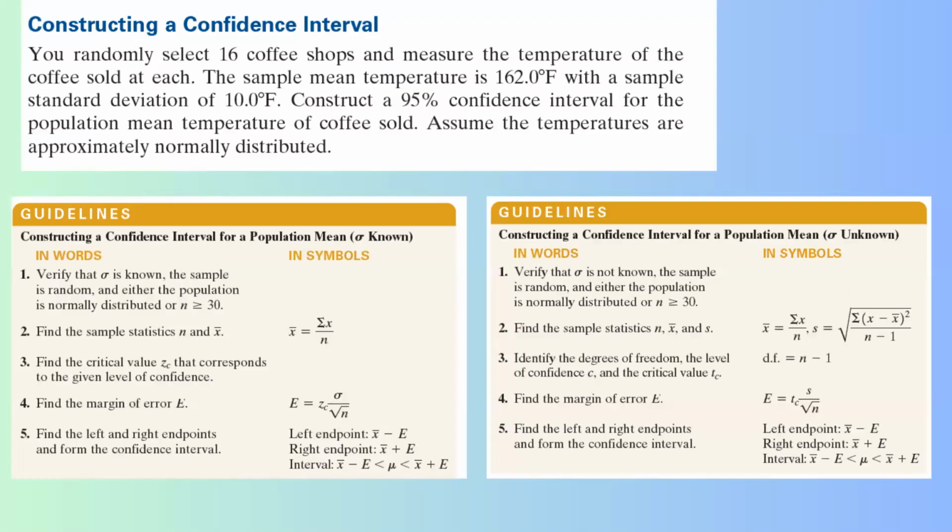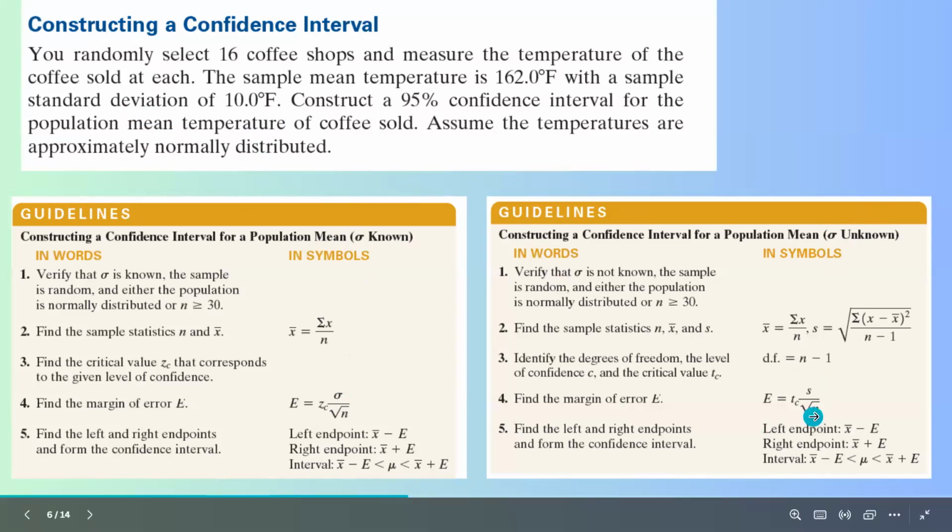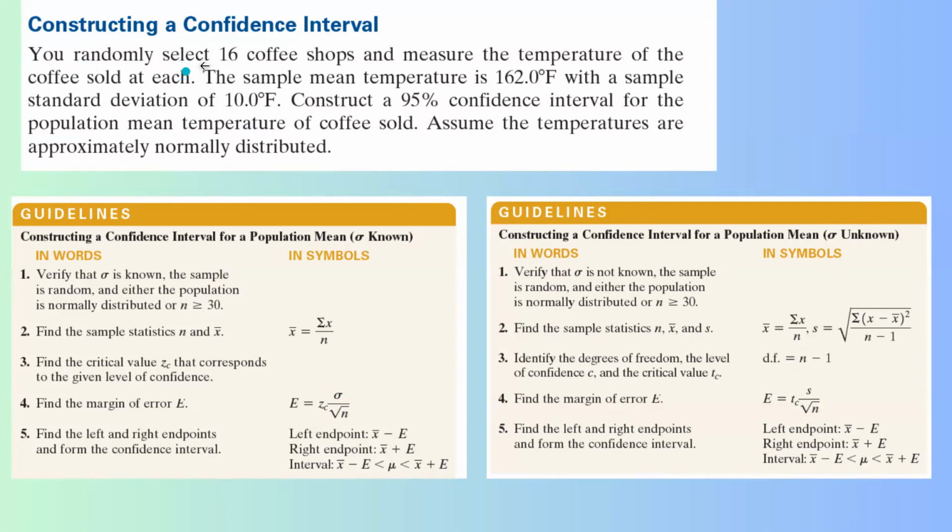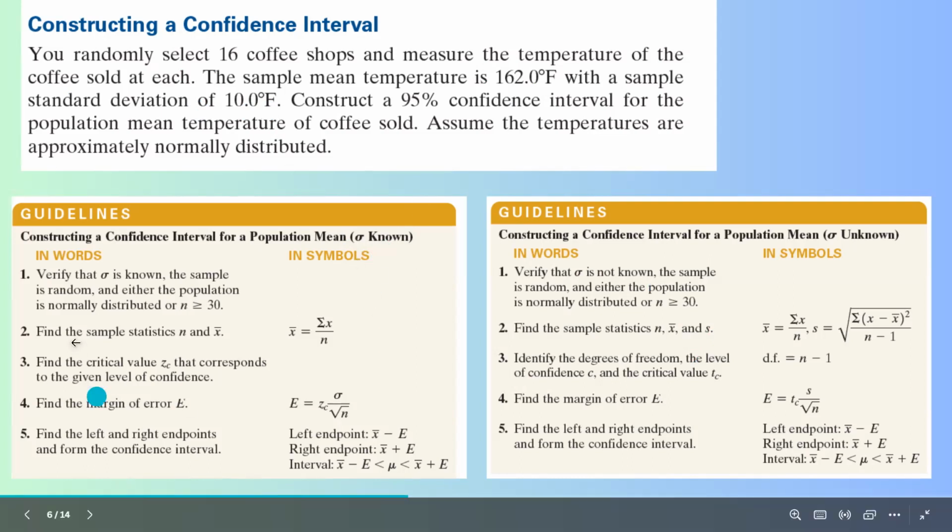So we are building a confidence interval for the mean. Remember that when you have a mean temperature, you have two options. If sigma is given, you're going to follow Z. If sigma is not given, you're going to use T. So read the question carefully. You selected 16 coffee shops. You measure the temperature of coffee sold in each of the coffee shops in this sample. The sample mean is 162 and sample standard deviation is 10. So it's not sigma. S, or sample standard deviation, is given to us. So you're not going to follow Z. You're going to follow T distribution.